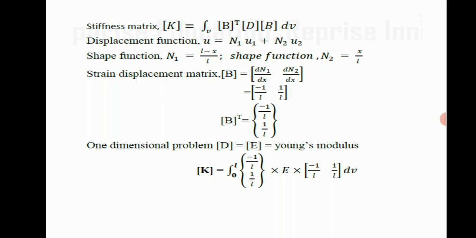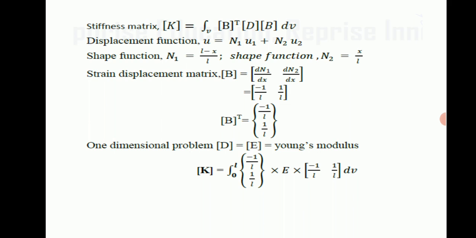We know the shape function equation, that is displacement function U is equal to n1 U1 plus n2 U2. Shape function n1 is equal to 1 minus x by L and shape function n2 is equal to x by L. So it's a strain displacement matrix. We can write it as dn1 by dx and dn2 by dx, and we can find the answer as minus 1 by L and 1 by L. So B transpose we get as minus 1 by L and 1 by L as a transpose equation.